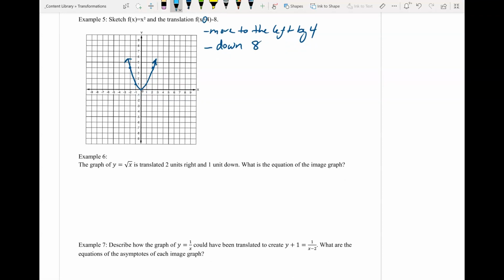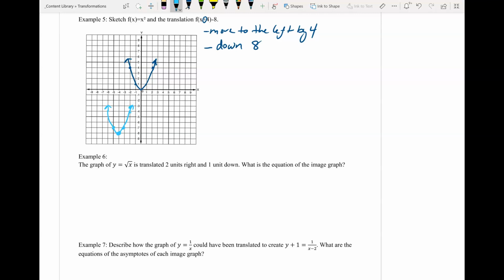So what you can do, there's two options to this. You can just do it by looking at it, because we know we have to move to the left by 4. So your vertex is going to go 1, 2, 3, 4, and then down 8. 1, 2, 3, 4, 5, 6, 7, 8. So this would be your new vertex. And then you do the same for every other point. And that would be your graph.